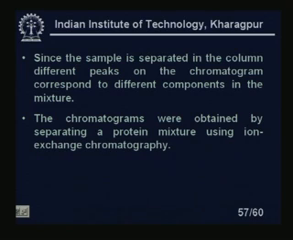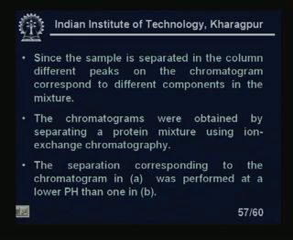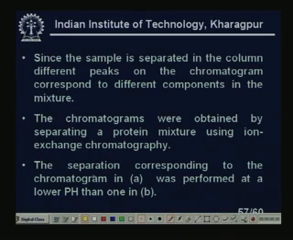The chromatograms were obtained by separating a protein mixture using ion exchange chromatography. The separation corresponding to the chromatogram A was performed at a lower pH value than in B. This is how pH should look, it should be written like this, right.